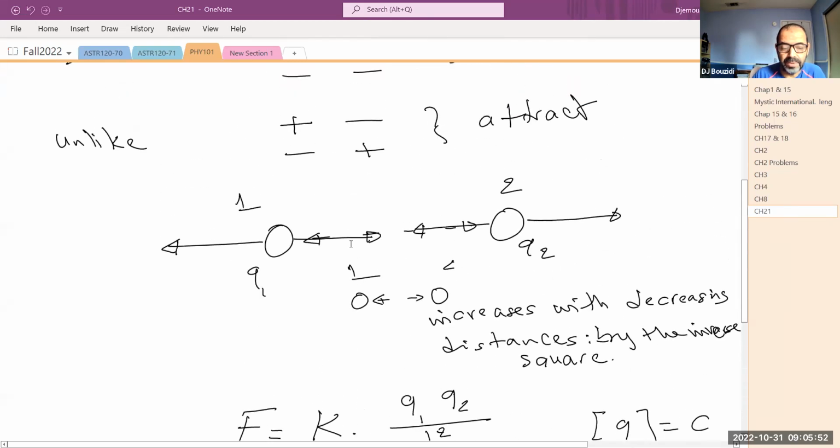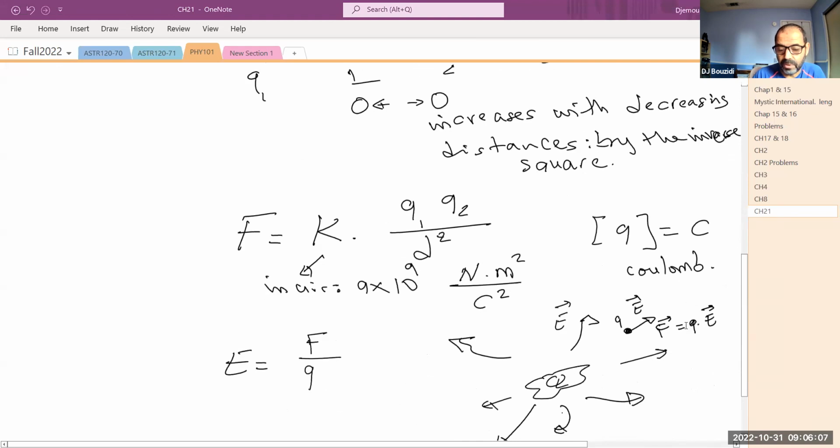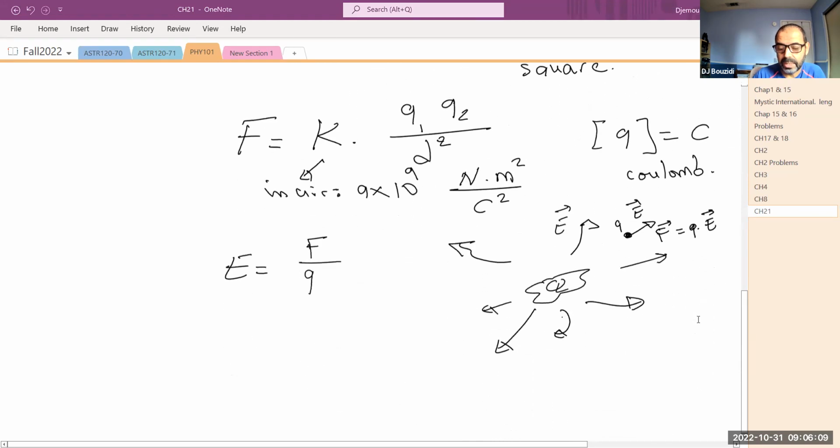The only reason I didn't write the vector symbol in here is because I'm assuming that it points away from the charges on the same axis, or points toward the charges on the same axis, depending on if the charges are the same sign or opposite to one another. But in general, it's a force that is proportional to the electric field.